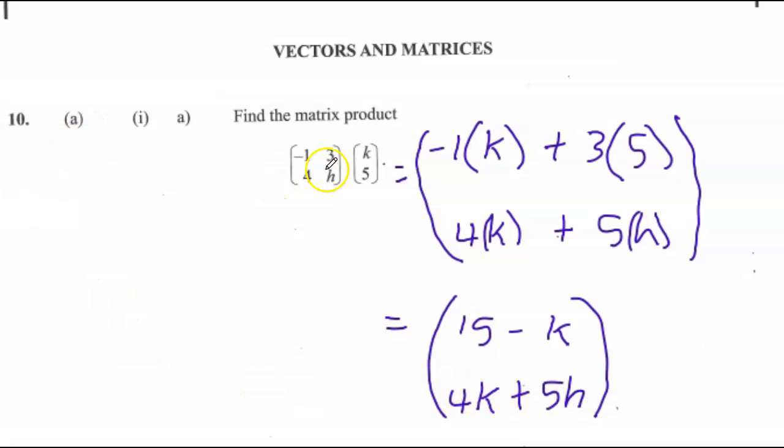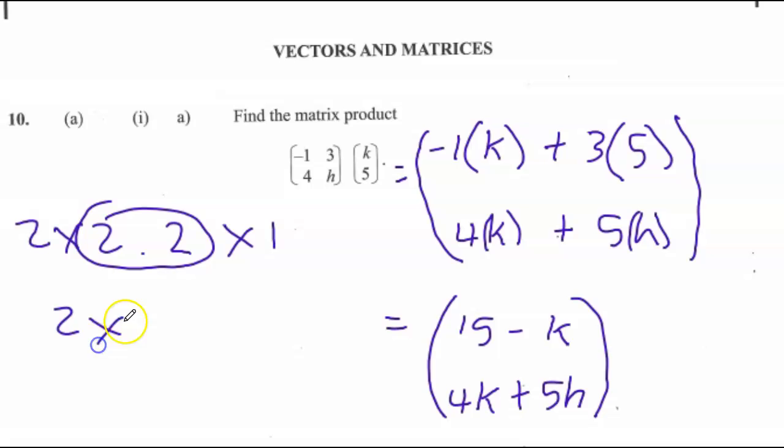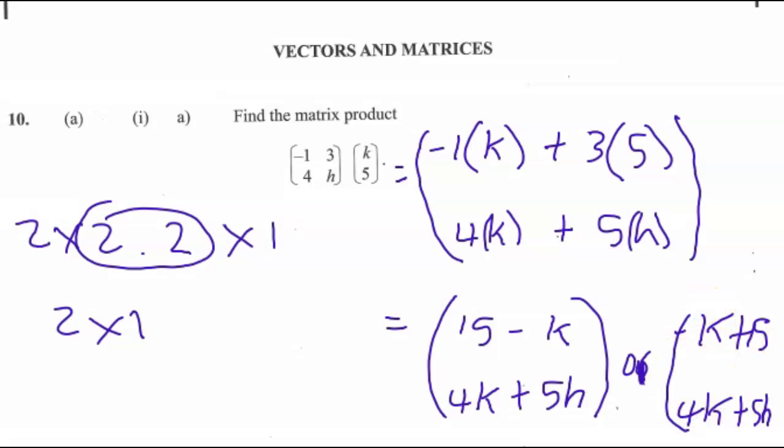Because you're multiplying, this is a 2 by 2 matrix, and k, 5, that's a 2 by 1 matrix, because it's 2 rows and 1 column. So you'll end up with a 2 by 1 matrix, which is what this is. Negative k plus 15, or 15 minus k, whichever. If you want to write it like that, that's fine. And 4k plus 5h, whichever. Alright.